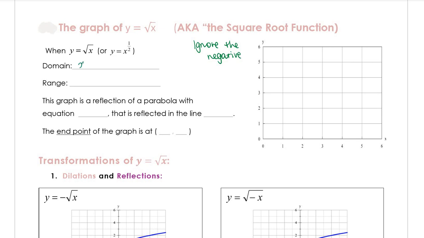What this means is that our domain can't be a negative under the square root sign for just a regular square root graph. So that means I've got a domain of positive real numbers, including 0, and the same can be said about my range. Now, once again, this can change with transformations and that sort of thing.